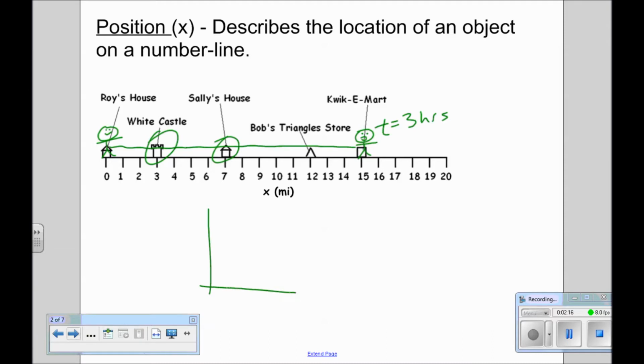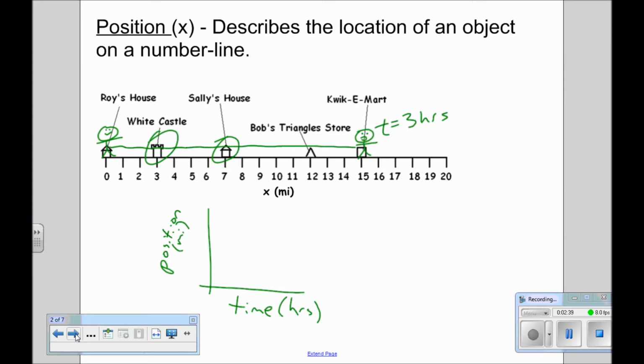There's going to be two axes. The horizontal axis is always time, measured in whatever units, in this case, hours. And then the vertical axis is position. So this is a little bit weird because my number line runs horizontally, but it always goes on the vertical axis on our graph here. Okay? So our position is measured in miles.